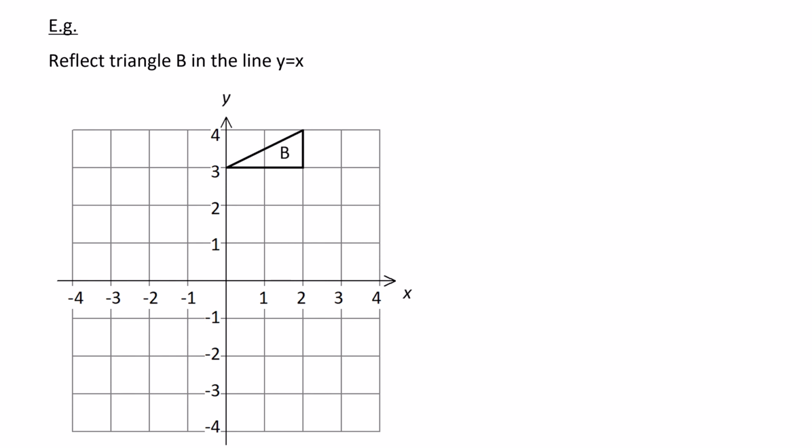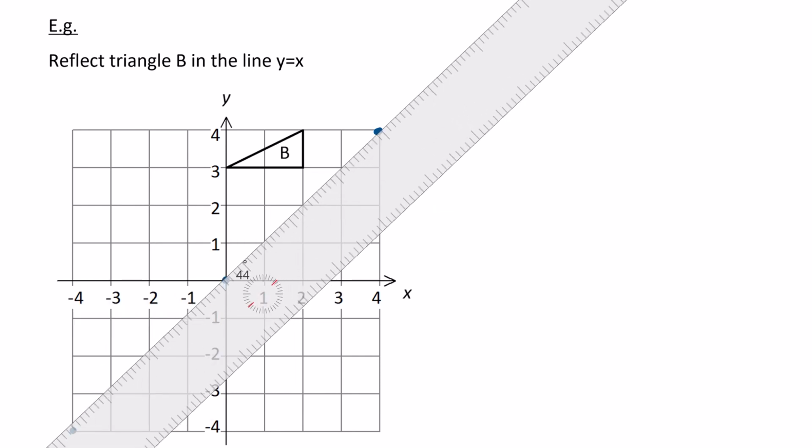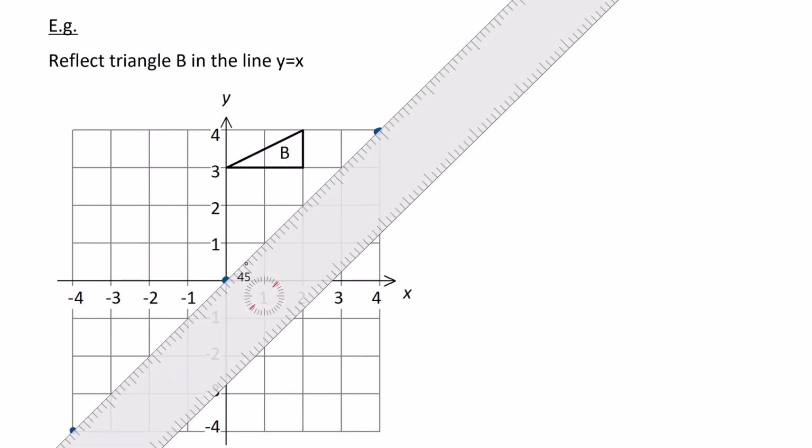And this example says reflect triangle B in the line y equals x. The first thing you need to do is to draw the line y equals x. So I've got 0, 0. I've got 4, 4. And -4, -4. Here are my 3 coordinates. And if I join them, I draw the line y equals x.